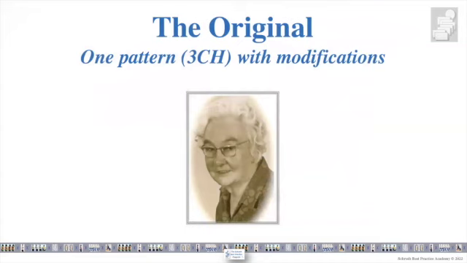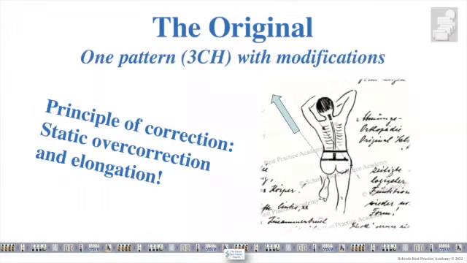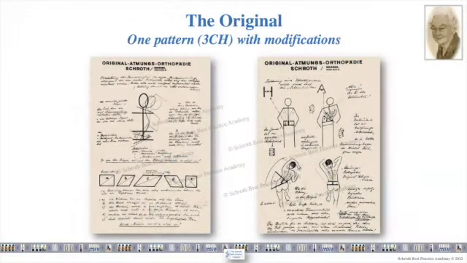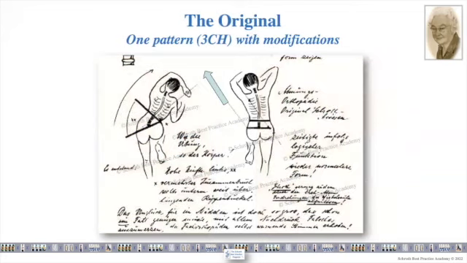Let's start with the original Schroth program, which was basically designed for one curve pattern only with individual modifications. The principle of correction was static overcorrection, which means a shift to the thoracic concave side with additional elongation. These are two original manuscripts by Katharina Schroth, and she explains the difference between bending and shifting with additional elongation.